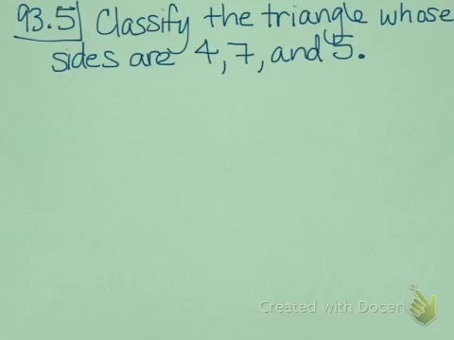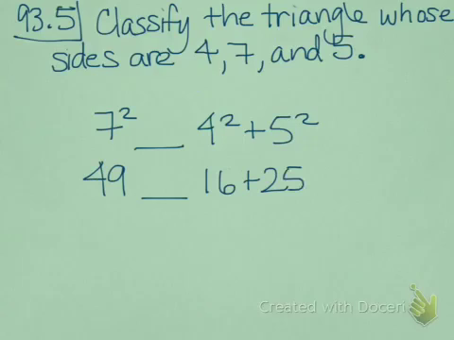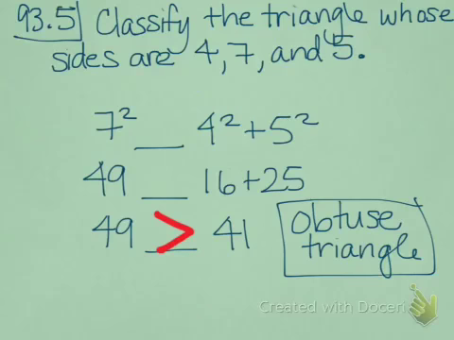Let's look at another example. Classify the triangle whose sides are 4, 7, and 5. If you have a triangle with side lengths 4, 7, and 5, you're going to take 7 and put it on one side, and 4 and 5 and put them on the other side. 7 squared is either greater than, less than, or equal to 4 squared plus 5 squared. So we'll multiply it out. 49 and 16 plus 25, we get 49 and 41. So 49 is greater than 41, and since it's greater than, it's an obtuse triangle.